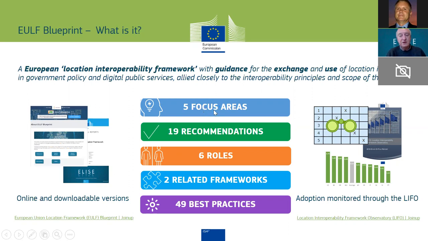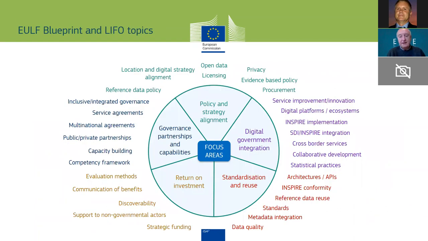That number will be increased over the next few weeks to take account of the LIFO 2020 results, which will be published shortly. Both the blueprint and the LIFO are available online and in document form, and you'll see some of that a little later. The next slide covers the topics within the blueprint, which are also paralleled by the indicators in the LIFO. Those are the 5 focus areas: policy and strategy, digital government integration, standardization and reuse, return on investment, and governance, partnerships and capabilities.